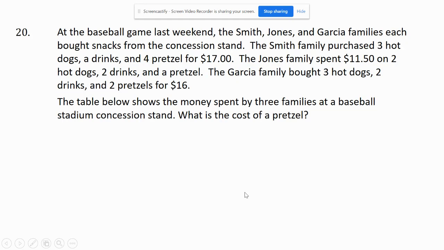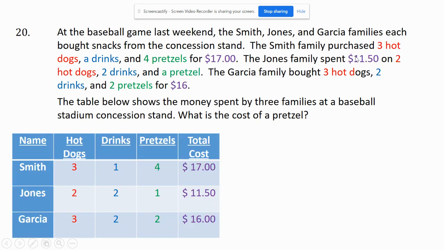All right. Now we go to a baseball game. I set some stuff up here and colored them up. You see the hot dogs, the Smith family spent this. They had 3 hot dogs, a drink, and 4 pretzels for $17. The Jones family spent $11.50, which is here, on 2 hot dogs, 2 drinks, and a pretzel. Nice and colored. And the Garcias bought 3 hot dogs, 2 drinks, and 2 pretzels for $16.